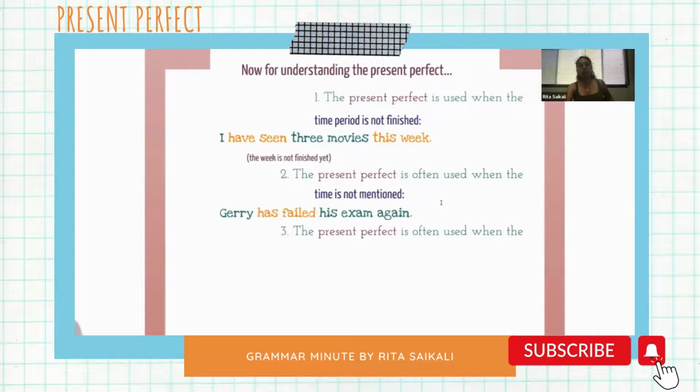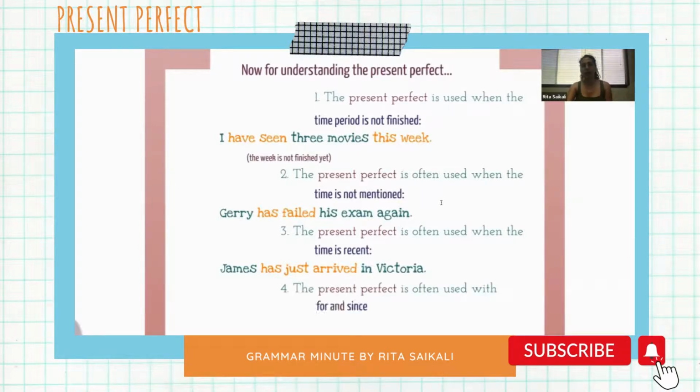Three, the present perfect is often used when the time is recent. Okay? So James has just arrived in Victoria. That was very recent, right? Gary has failed his exam again. That's something that's recent. Cool? So in that sense, if it's recent, we don't really care when exactly. It's also present perfect.